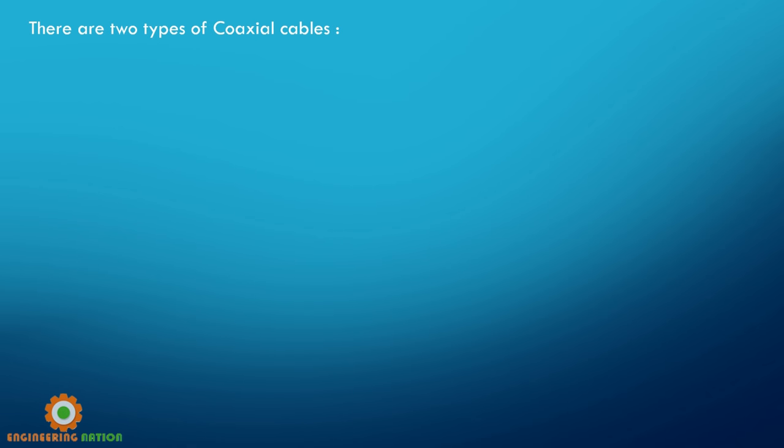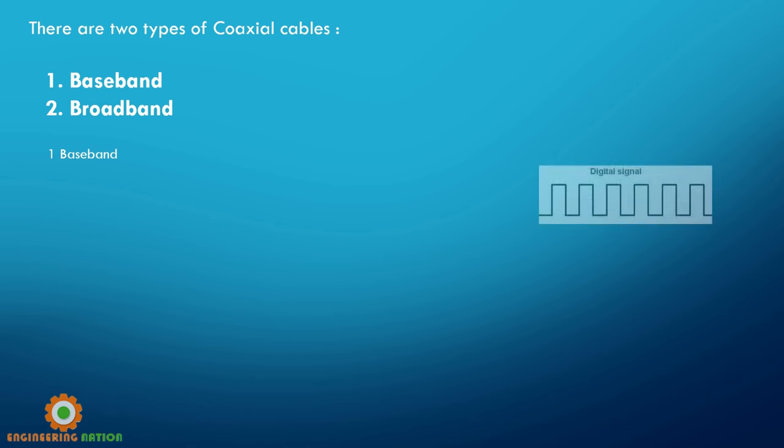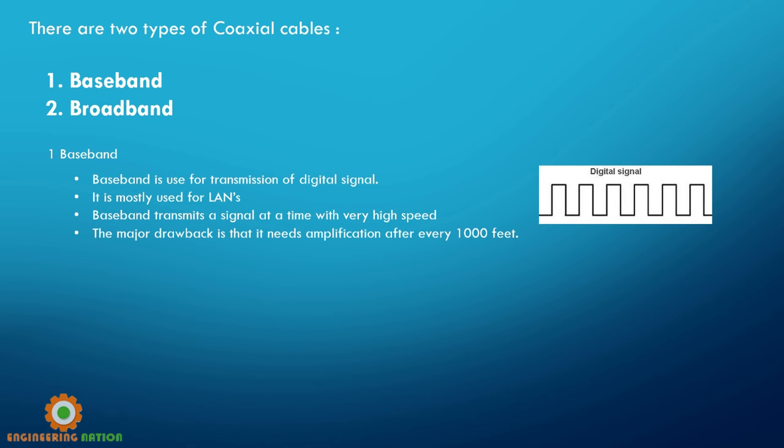There are two types of coaxial cable. The first is baseband and the second is broadband. So let's understand what baseband is. Baseband is used for transmission of digital data. It is mostly used for LANs. LANs mean local area network. Baseband transmits a signal at a time with very high speed. The major drawback is that it requires amplification after every 100 feet.